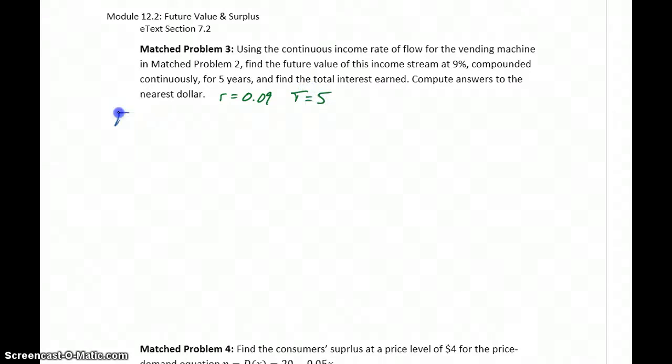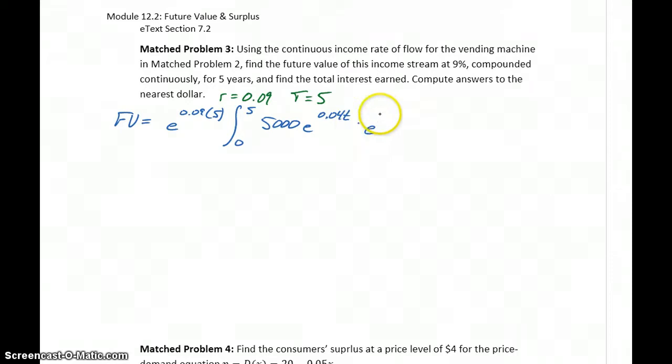So we need to take this information and plug it into that formula for future value, which is e to the RT, e to the R times capital T, so 0.09 times 5, times the integral of 0 to capital T, so 0 to 5, times 5,000 e to the 0.04t, which is that continuous income stream formula, times e to the negative r times lowercase t, so e to the negative 0.09 times lowercase t dt. So that is a relatively ugly problem.